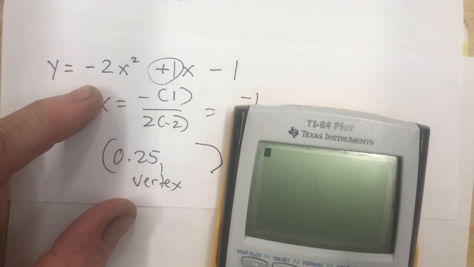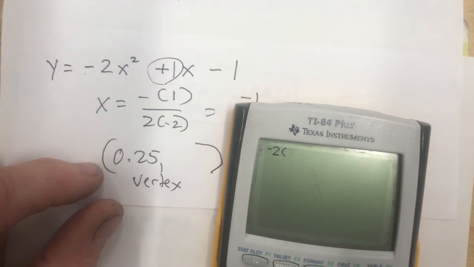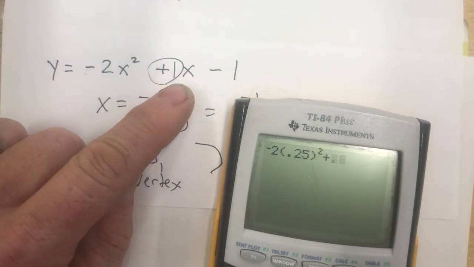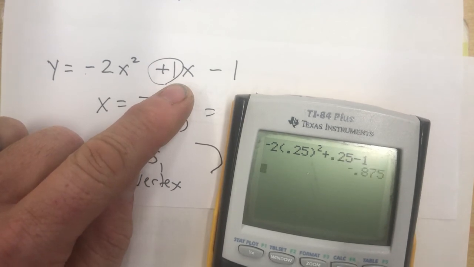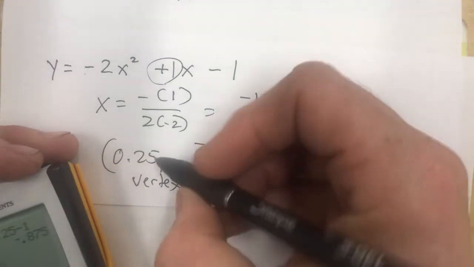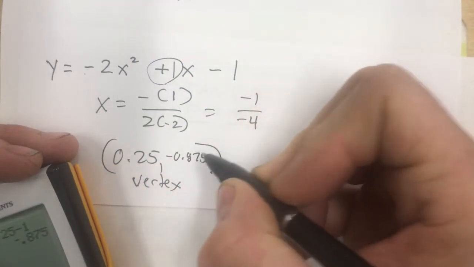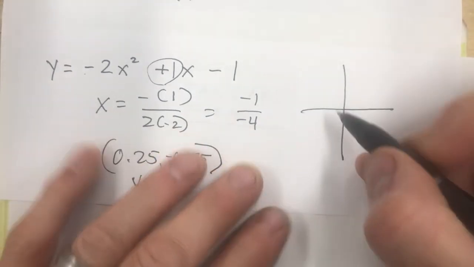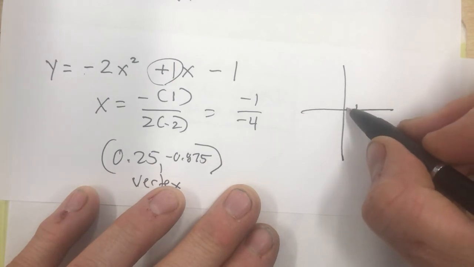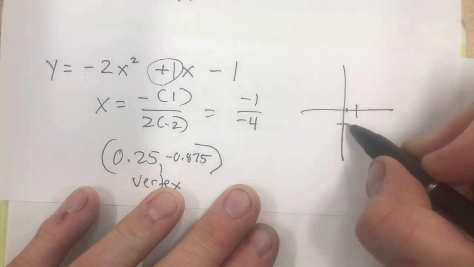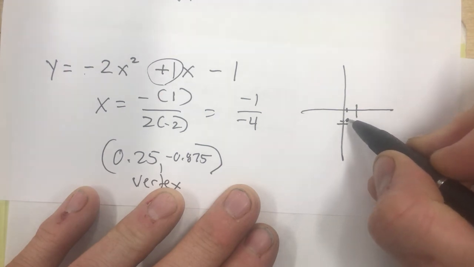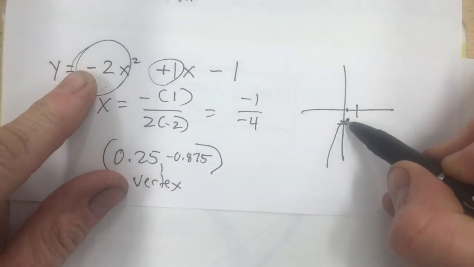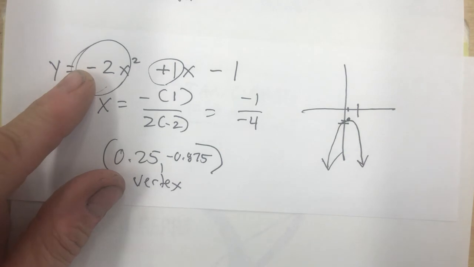When I put it in, I've got -2, and then in parentheses, 0.25, squared, plus 0.25, minus 1. And I get -0.875. And that's my vertex. If I draw that one, here's 1, so 0.25 would be right there. And here's -1, so -0.875 would be right there. So here's my vertex right there. And look there, it's concave down. See the negative? So it's going to look something like this.